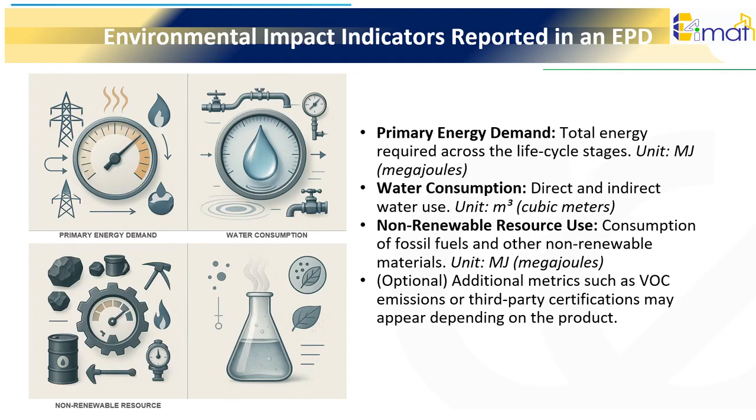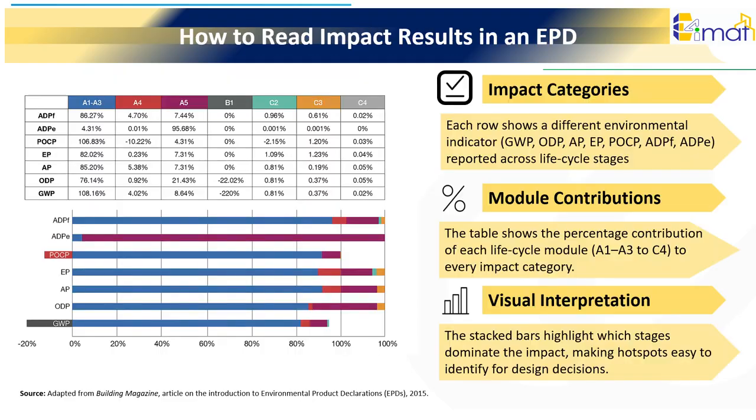its life cycle. On this slide, we review how to interpret the environmental impact results in an EPD. The first block shows the impact categories: global warming potential, ozone depletion, acidification, eutrophication, and the abiotic depletion indicators. Each category represents a different type of environmental burden associated with the material.